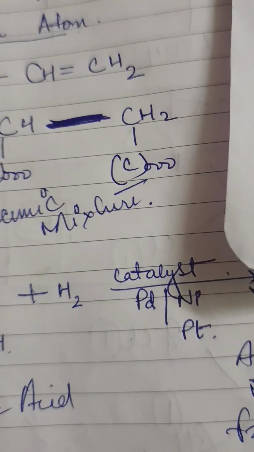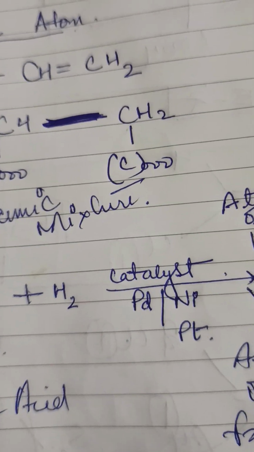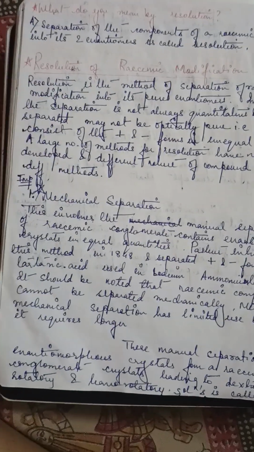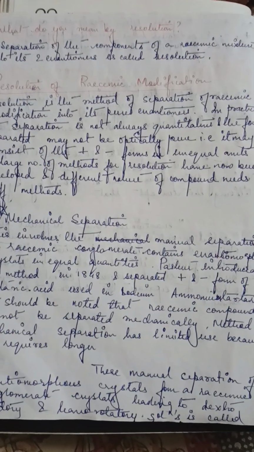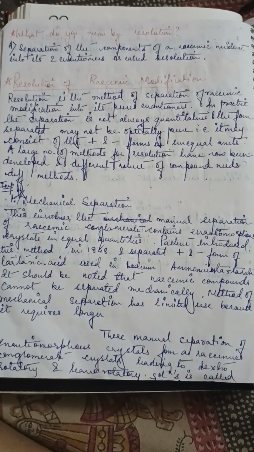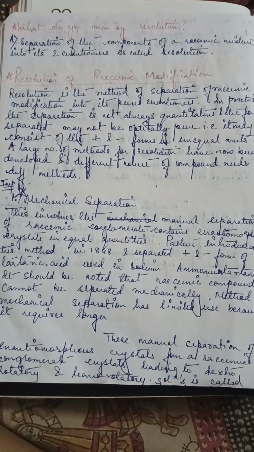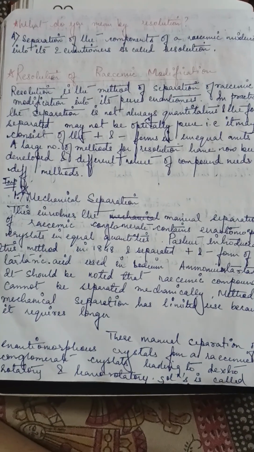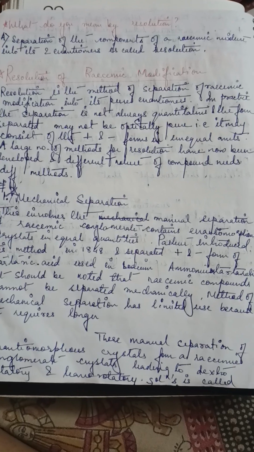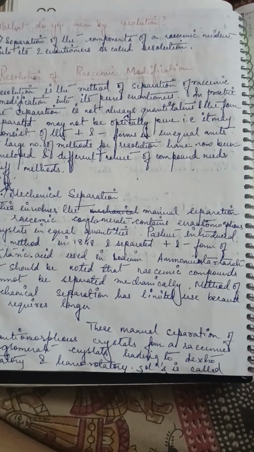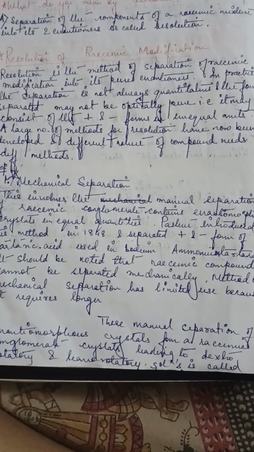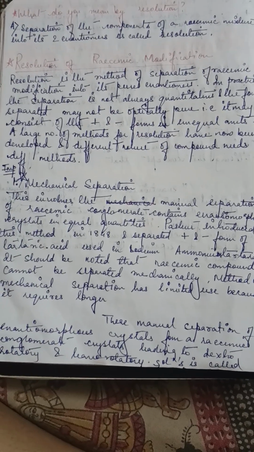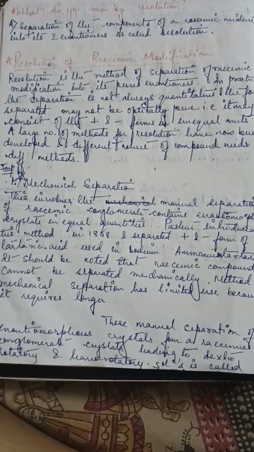Okay. Now we come to resolution. What is resolution? Separation of the components of the racemic mixture into two different enantiomers is called resolution. Resolution is the method of separation of racemic modification into pure enantiomers. In practice, the separation is not always quantitative and the forms separated may not be optically pure. They may consist of plus or minus forms in unequal amount. A large number of methods of resolution have now been developed and different nature of compounds need different methods.